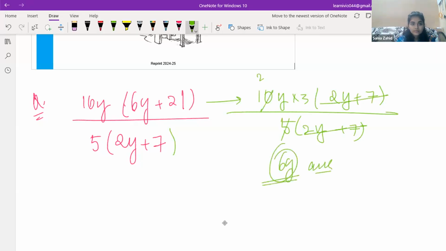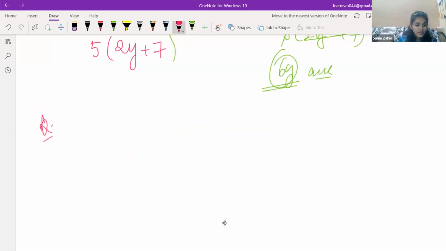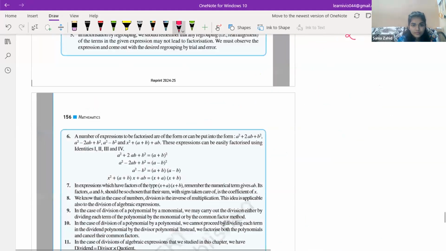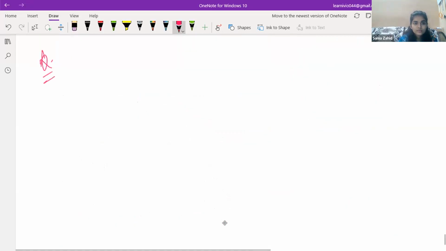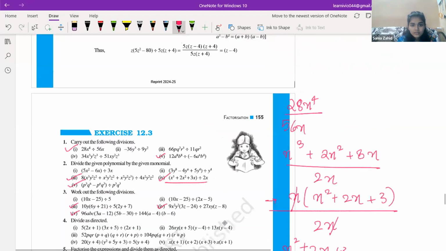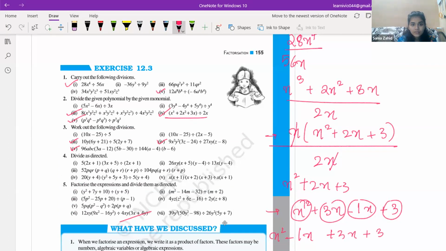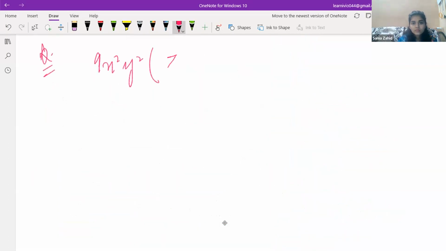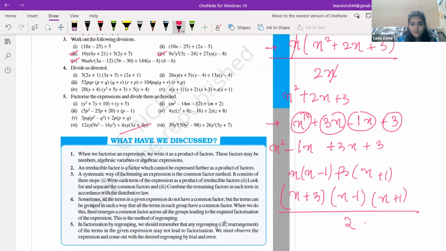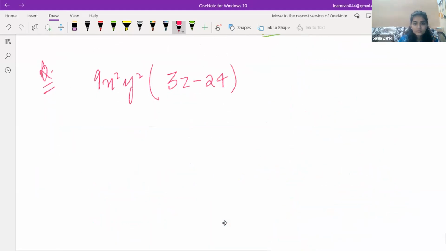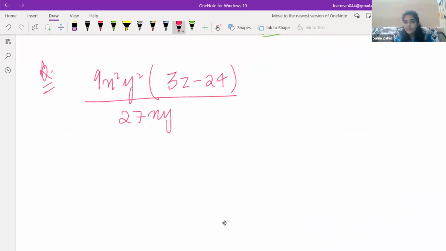Okay. The next question I have is 9x square y square, and then 3z minus 24. Ma'am, 27xy, and then z minus 8.